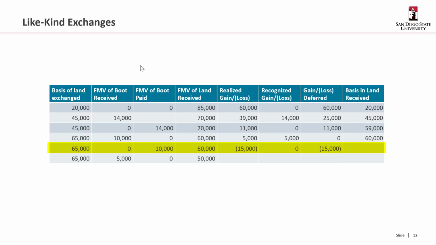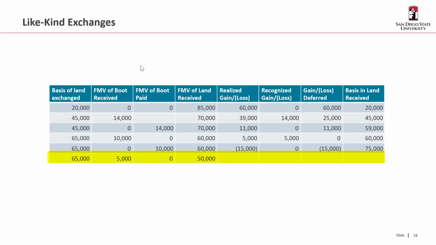When we calculate our basis in the new land received, we would say, okay, well, that seems pretty straightforward. Let's use the fair market value method. Right? What does my basis need to be if I turn around and sell this for 60,000 and I need to recognize a $15,000 loss? Well, that's simply 75,000, which is the same as my carryover basis plus boot paid of 10,000. All right, so our last row has 65,000 basis in land exchanged, 5,000 boot received, and 50,000 is the fair market value.